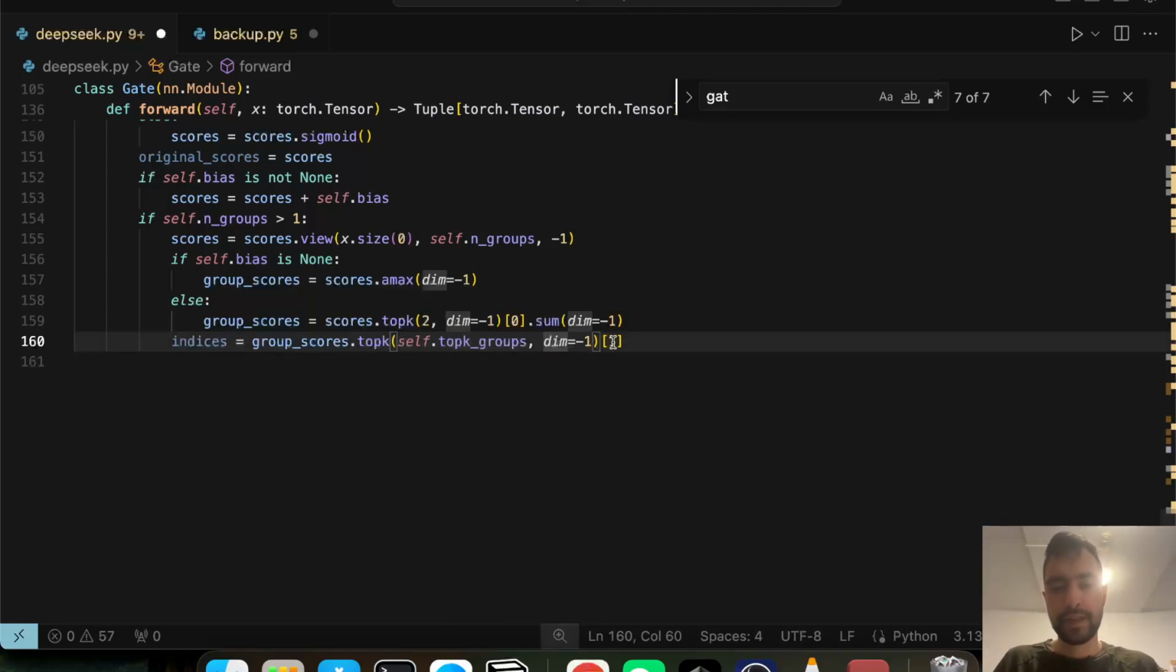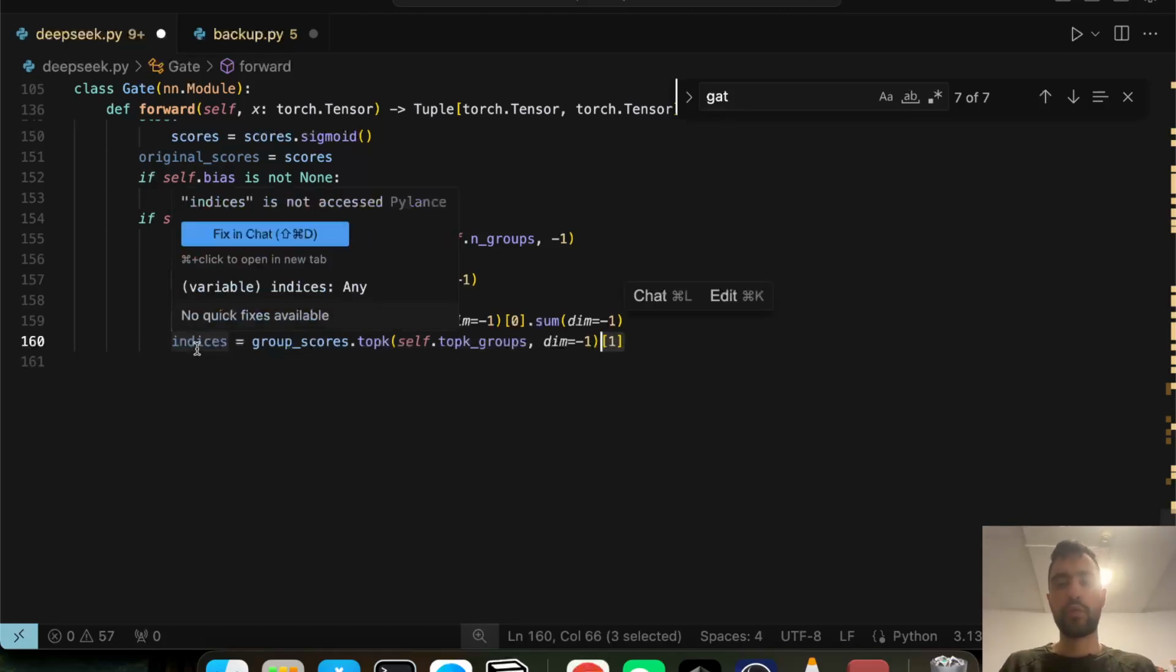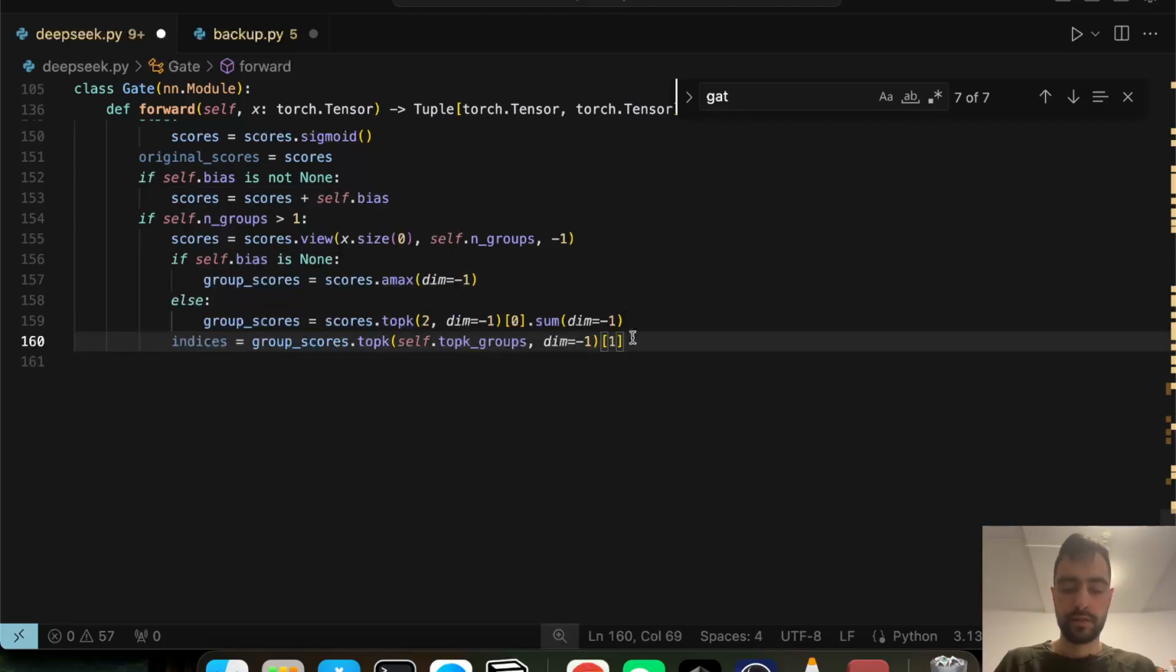And this one will give us indices of those groups because we don't want the values, the scoring values of the groups, we want just which group by index. And later we will go within those groups and select experts. So we just need to know which groups.